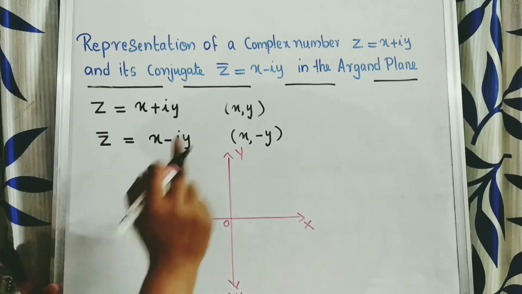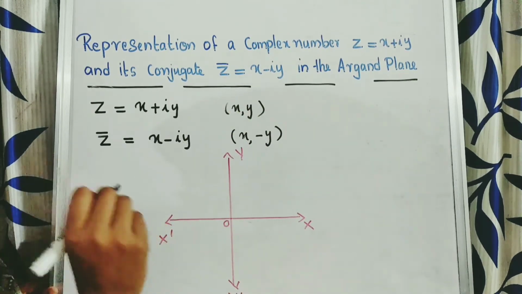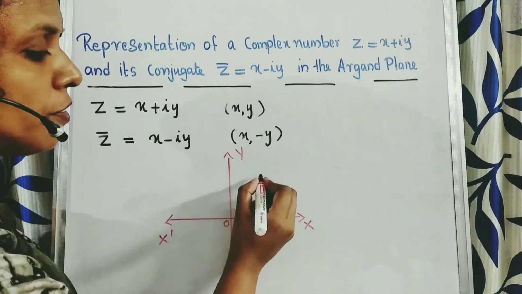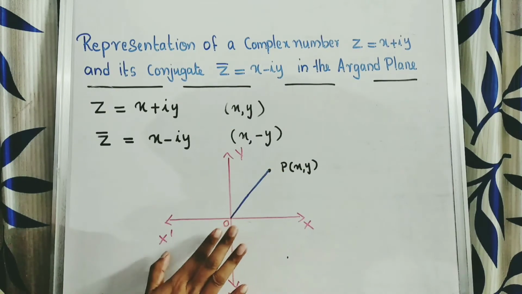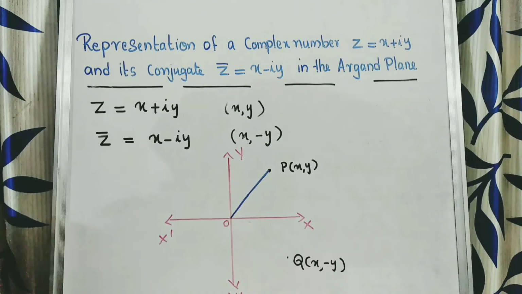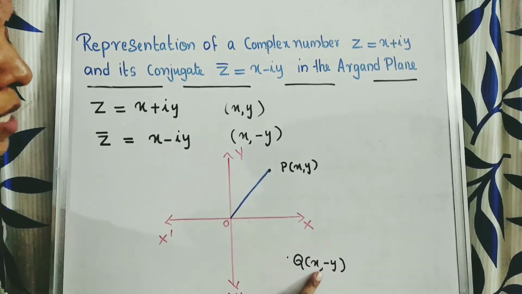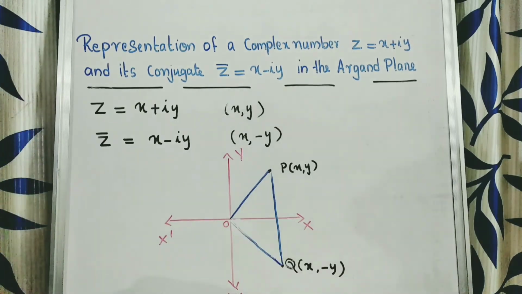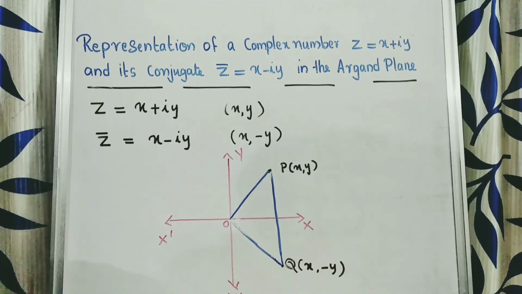First we represent the ordered pair x, y. Here x and y are positive numbers, so it is represented in the first quadrant as P of x, y. That means we can represent OP like this. Next we represent the ordered pair x comma minus y, that is Q of x comma minus y, like this. The point x comma minus y is the mirror image of the point x comma y in the real x-axis.